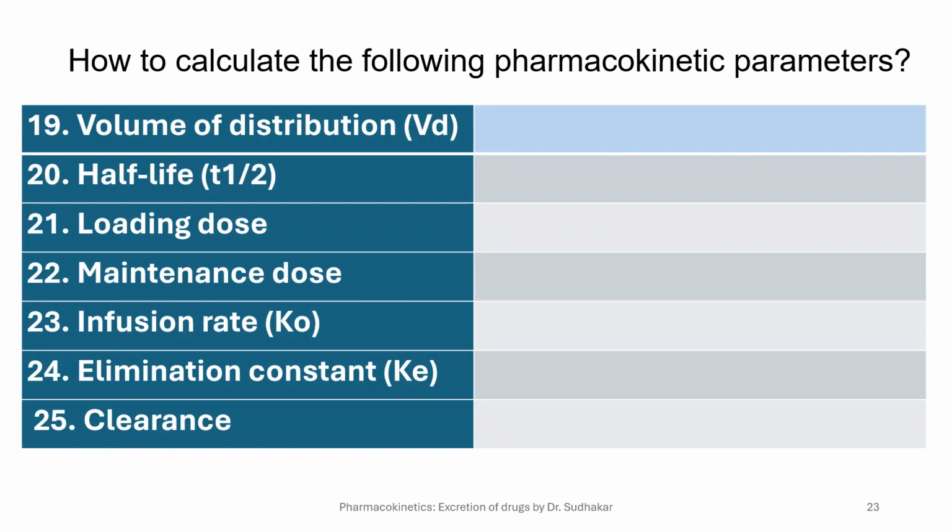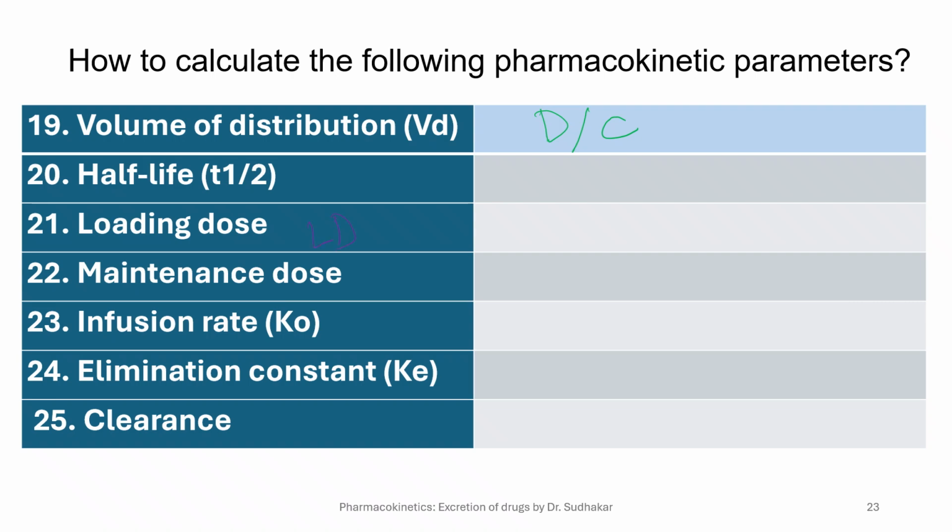Question number 19 to 25, we are going to see the various equations. The volume of distribution, what is the equation? So the volume of distribution equation is the dose over concentration. All right, so dose over concentration. The next equation you can think of is the loading dose. So for the loading dose, you just rearrange this volume of distribution equation. That means the dose, you can say that is the D, right?